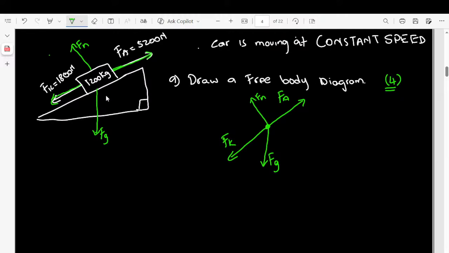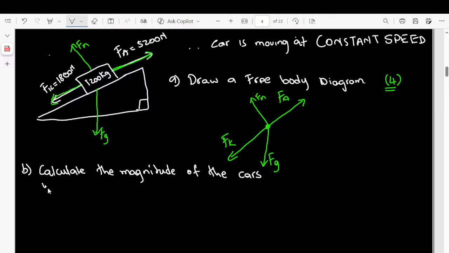Okay. So now, if we keep moving, that is 4 marks. We can move to the next question. Let's see what they need us to do. The next question says, calculate the magnitude of the car's weight down the slope. That is B. Calculate the magnitude of the car's weight down the slope.